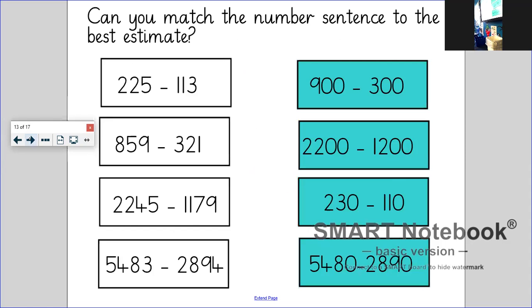Okay. I have rounded the number sentences. So here I've got my actual ones, and I have rounded them here. I want you to draw a line to match the number sentence to the rounded number sentence. Okay, I want you to do that now, please. Pause the video.